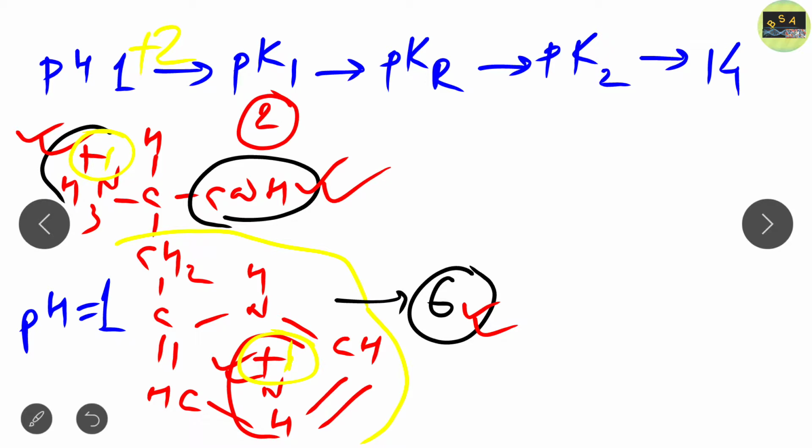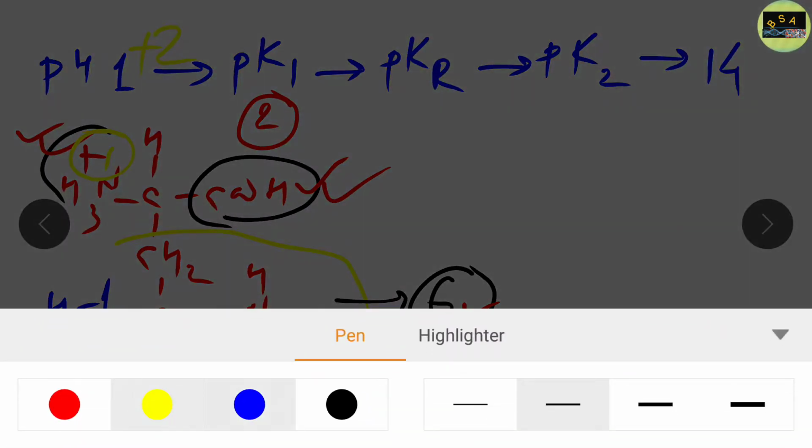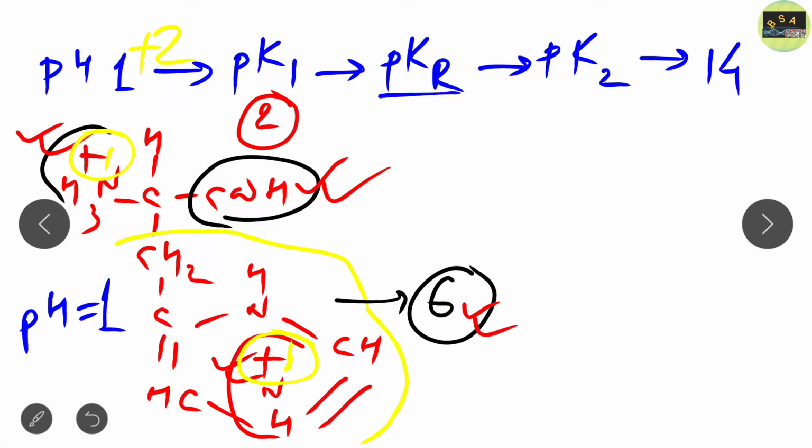Clear? Now when we move from pK1 to pKr, we all know that the pKr value for histidine is 6. So what will happen? When we move from pK1 to pKr, this COOH becomes COO minus. Why does it become deprotonated? As I already mentioned repeatedly, it is above 2, that is 6, so it becomes deprotonated. Above 2 means deprotonated, so it becomes COO minus.